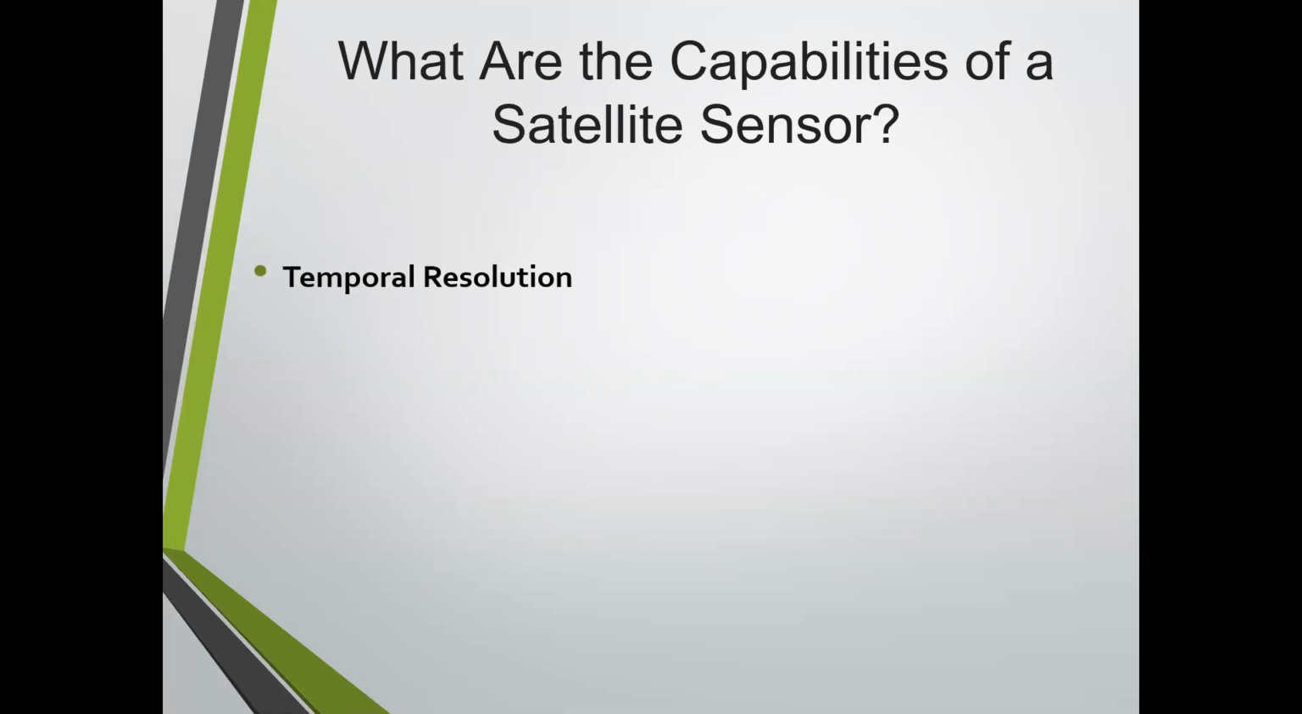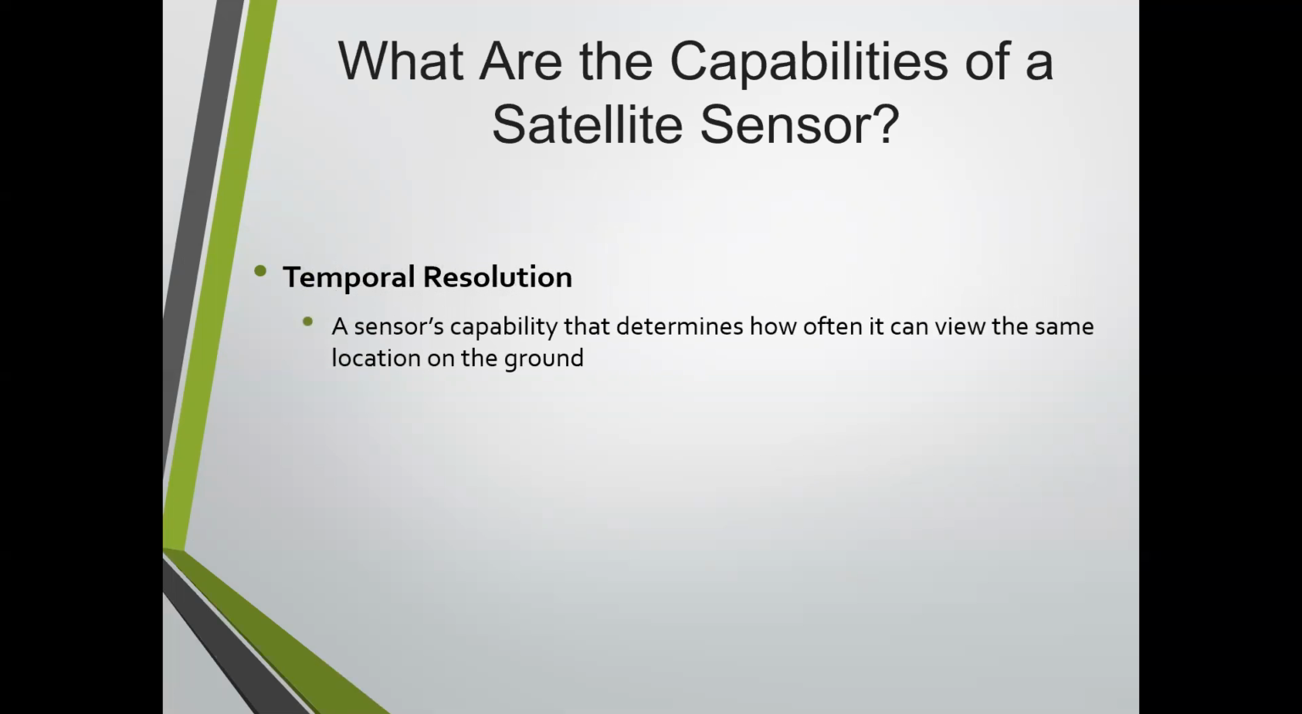Okay, temporal resolution would be the third type of resolution that we're talking about, and temporal basically means time. So a sensor's capability here is determined by how often it can view the same location on the ground. A lot of that comes into play with the orbits and the time it takes to get around that orbit. So that's really not a lot to do with the sensor, just the fact of where that sensor is being pointed at a certain amount of time.